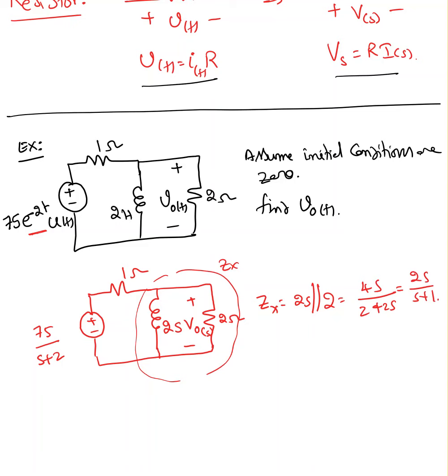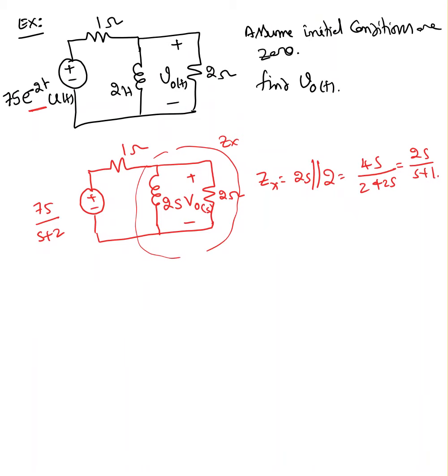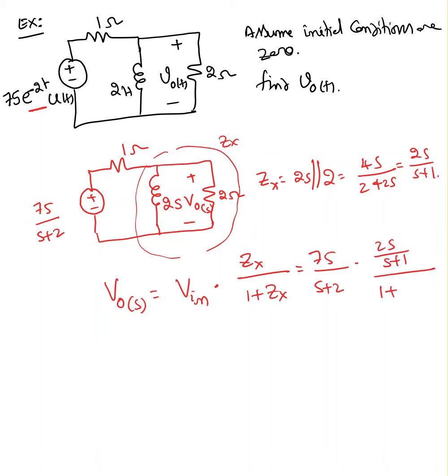Now, can I use the voltage division rule to find v naught of s? So I can use the voltage division rule. If I use it, v naught of s equals Vin, which is 75 over s plus 2, times the same impedance Zx over the total impedance, 1 plus Zx. So if I put everything together, it's 75 over s plus 2 times 2s over s plus 1 over 1 plus 2s over s plus 1.